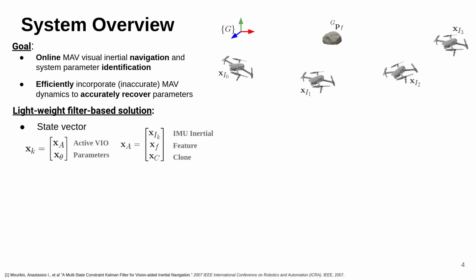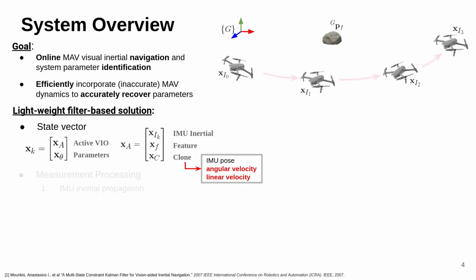The system state includes the active VIO state, XA, and the parameter state, X theta. The VIO state includes the IMU, the features, and clones. Since we want to build a connection between the IMU and MAV dynamics, we clone not only the IMU pose, but also its angular and linear velocity.